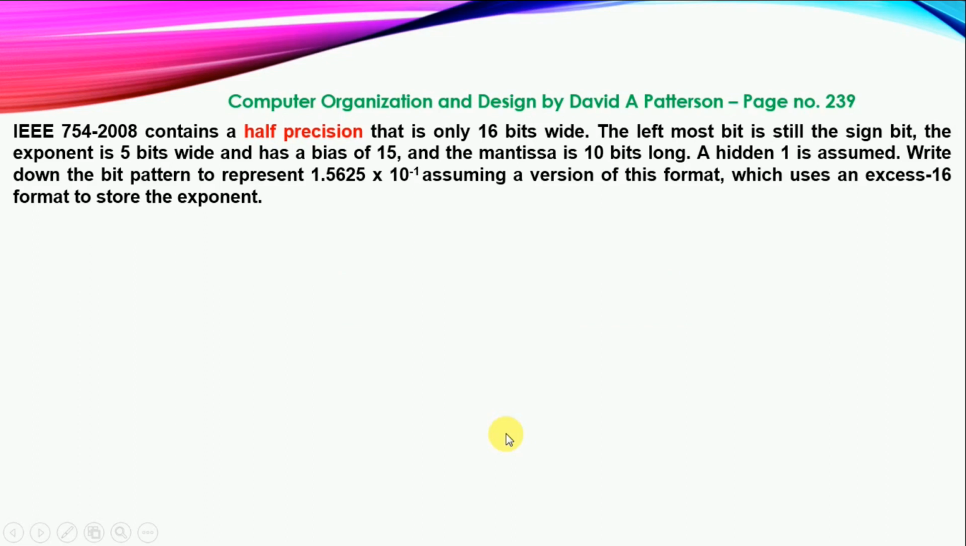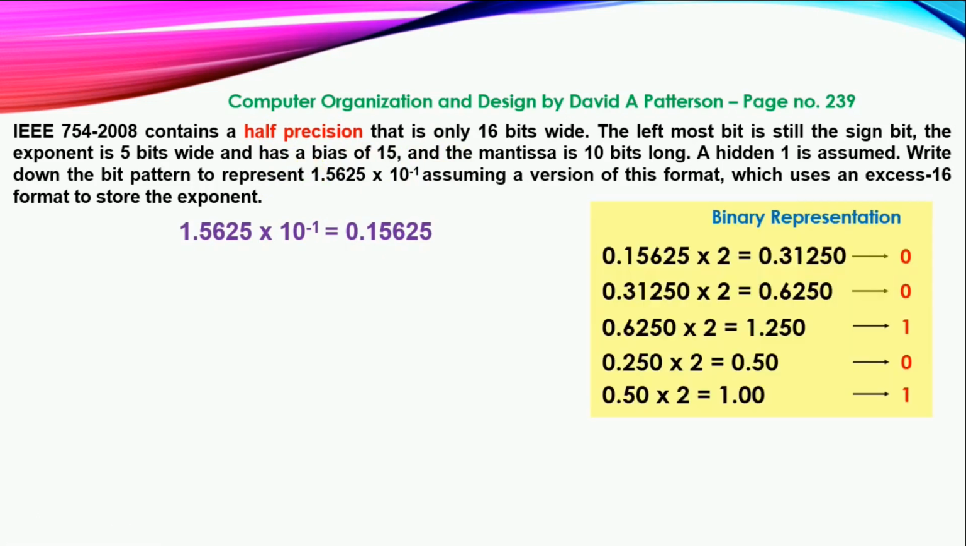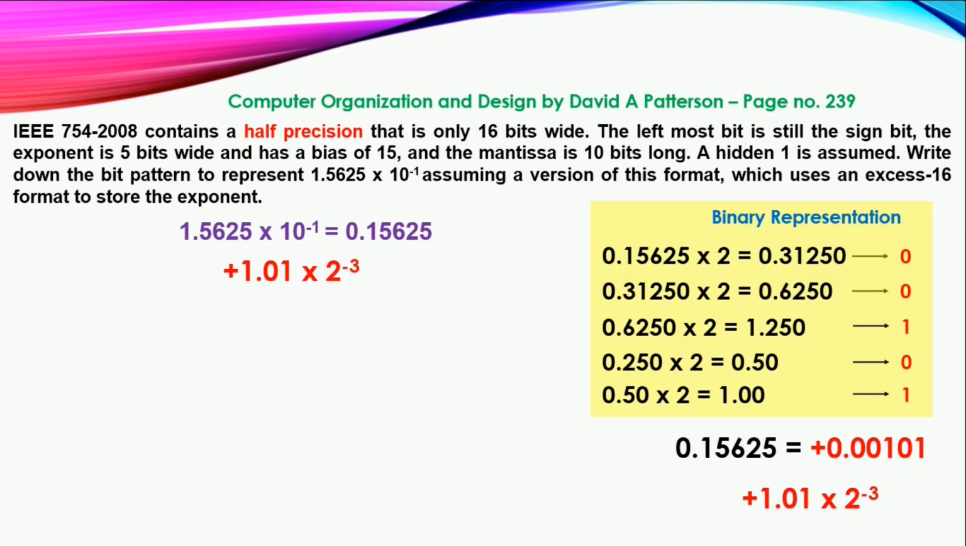We can see an exercise problem given in the textbook Computer Organization and Design by David A. Patterson. According to the exercise, we have to represent the given decimal number in half precision format. This is the given decimal number. We have to convert it into binary first, then we have to do normalization.